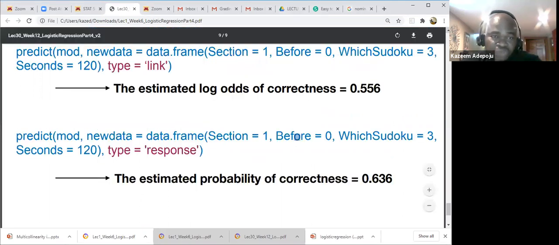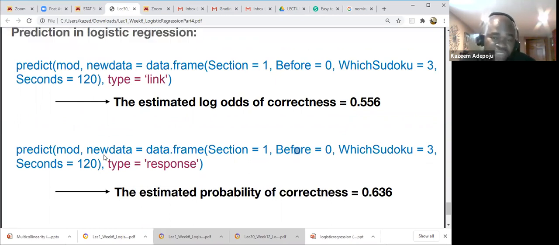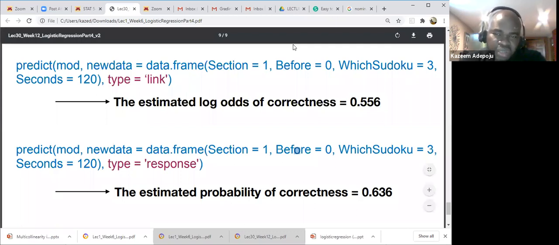If you want to make predictions, if you want to predict the estimated log odds, under the type you're going to put link. But if you want to predict the probability of correctness, under the type you're going to put response. Why am I putting response? Because I want to figure out the probability of the characteristic of interest. What is the characteristic of interest? I'm referring to the correctness, and correctness is the response. But if you want to predict the estimated log, then we are going to use link. So that is why. Have I answered your question now? Okay, the person said, okay, I see.